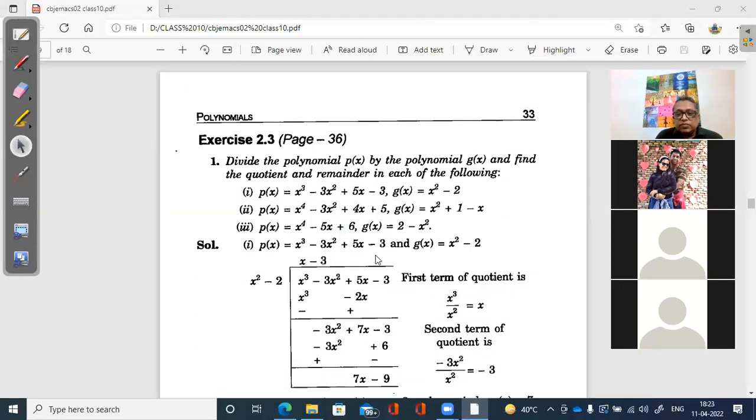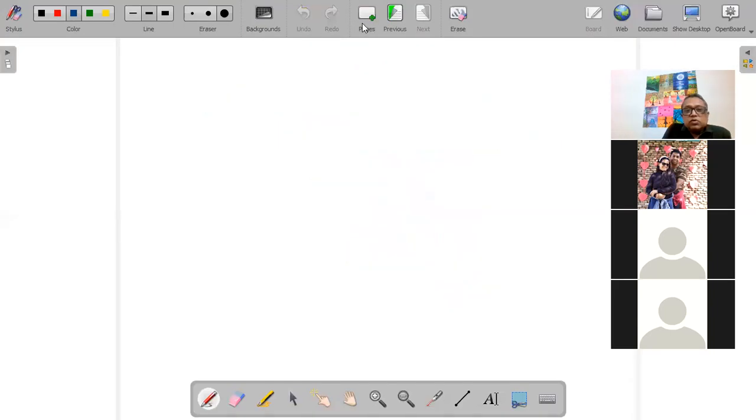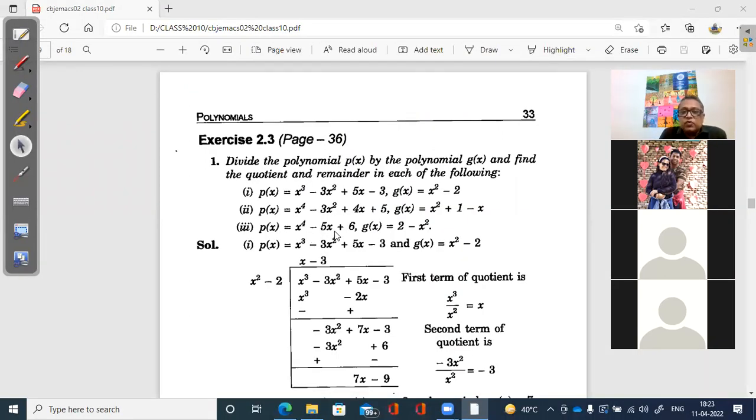अब देखिए थर्ड पार्ट, डिवाइड x क्यूब माइनस 3x स्क्वायर प्लस 5x माइनस 3 बाय x स्क्वायर माइनस 2। Sir, that is wrong. It is what you have read is the first one. Read again. Third, sorry, x to the power 4 minus 5x plus 6, thank you for the correction, divided by 2 minus x square.